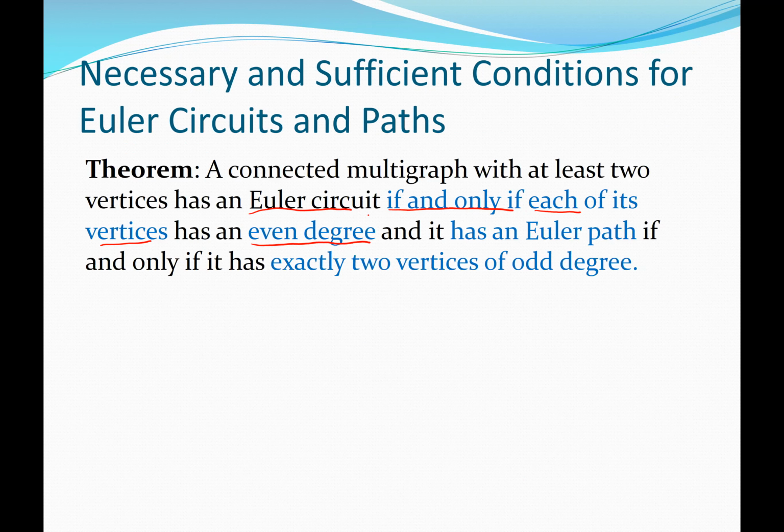And it has an Euler path if and only if exactly two vertices have odd degree, and everything else has to be even. Okay, it only has exactly two vertices of odd degree, and everything else has to be even for it to have an Euler path. To have an Euler circuit, every vertex has to have an even degree.